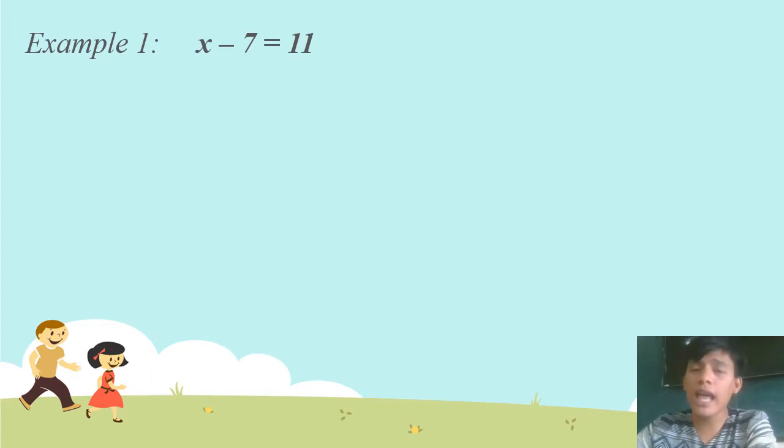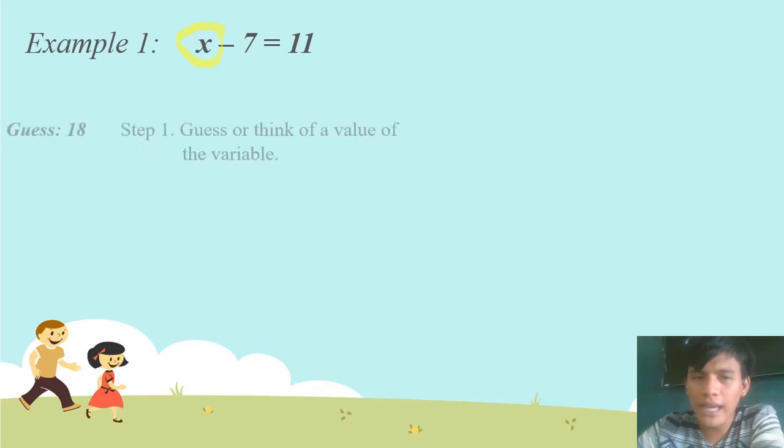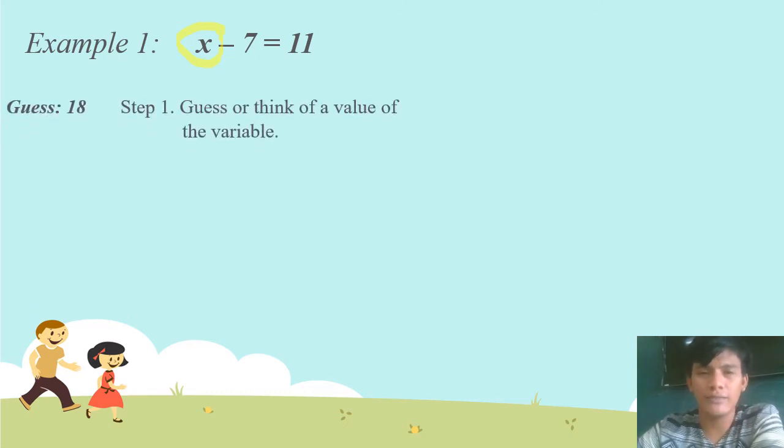Example 1. x minus 7 is equal to 11. Think of a number that will be equal to 11 when you subtract 7 from it. What will be the number for x? We'll try to guess 18. We'll try to see if the result is 11.